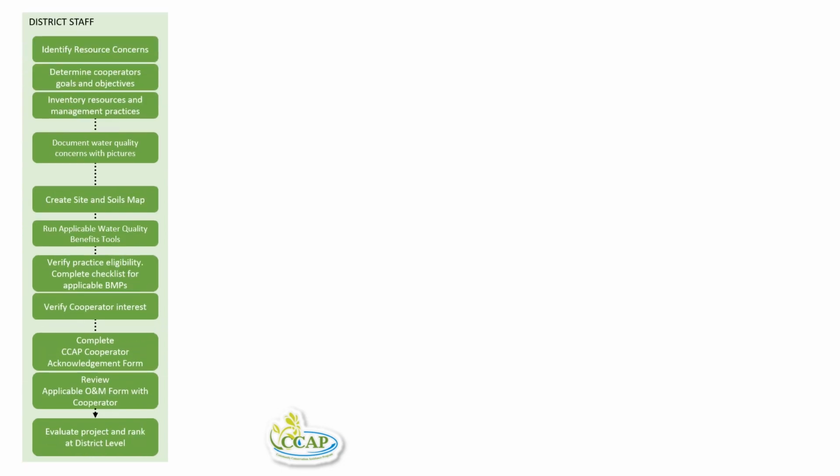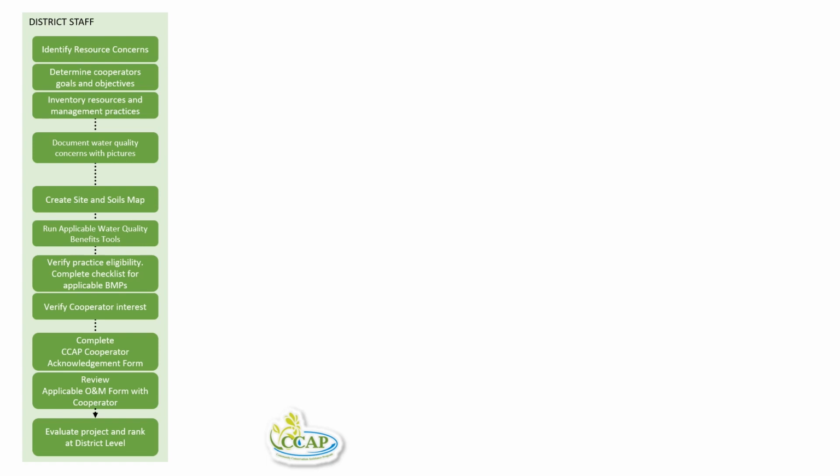And now onto the finer details of the process. The process begins at the district level with initial conservation planning. A landowner and a district employee need to identify resource concerns, the goals and objectives of the project, and inventory available resources and management practices available to achieve those objectives. In addition, the water quality concerns must also be documented with pictures. Applicable site and soil maps should be created, and the water quality benefits tools should be run to estimate the benefits of the proposed project.